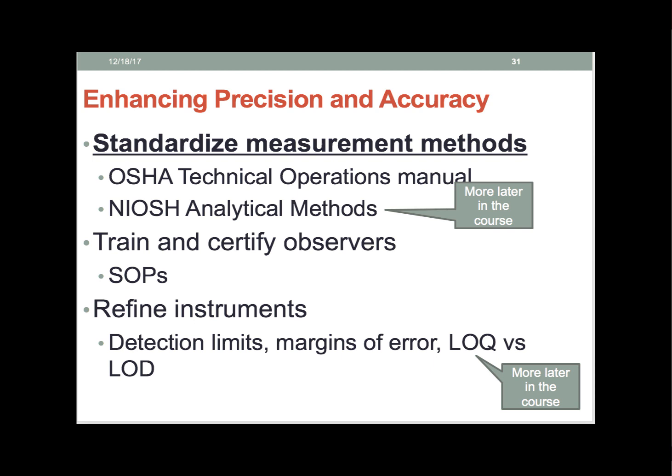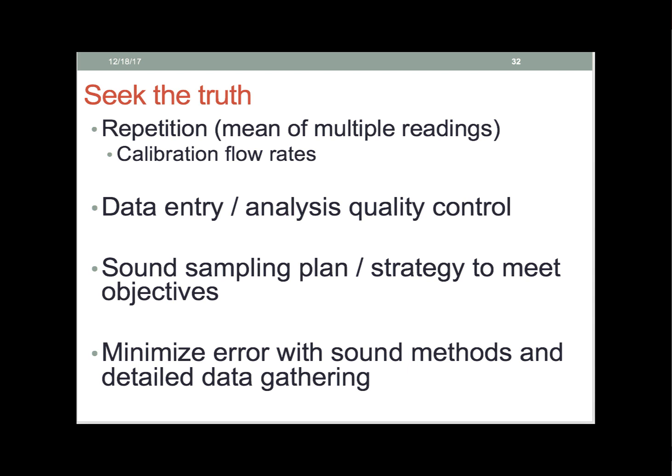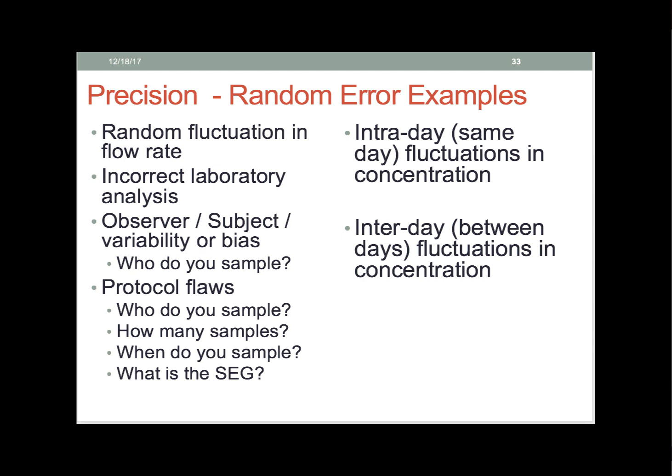And we'll talk a little bit more about the limit of quantification and the limit of detection later on in the course. So we're trying to seek the truth through repetition. We do our data analysis to ensure that our quality is being controlled. We have a sound sampling plan and strategy with objectives in place before we enter our work environment, before we choose to sample. And we try as much as possible to reduce errors that we may introduce.